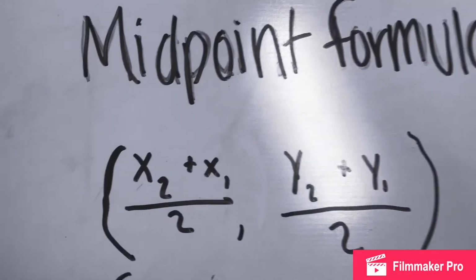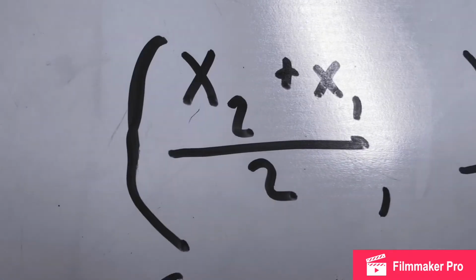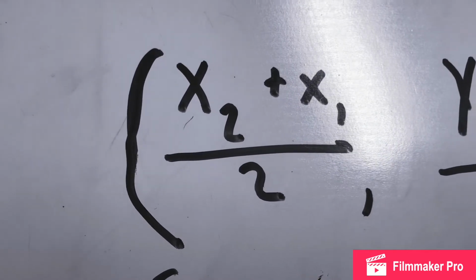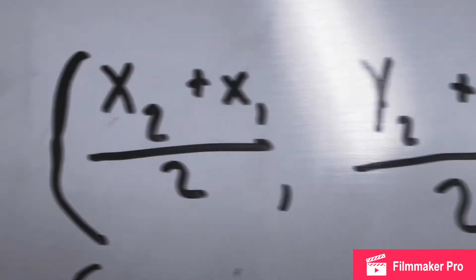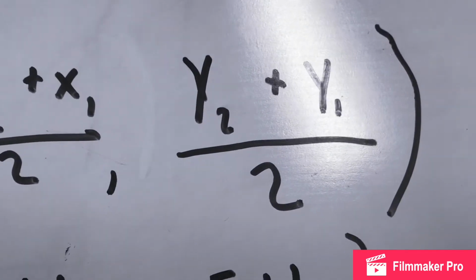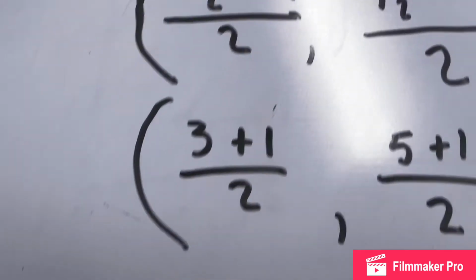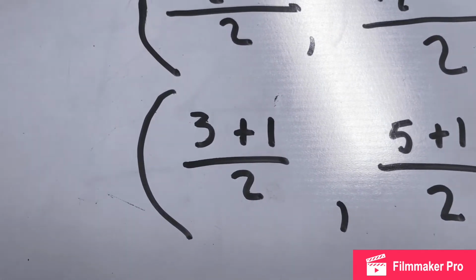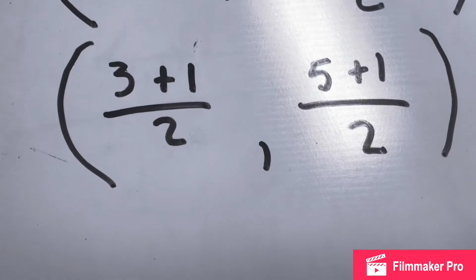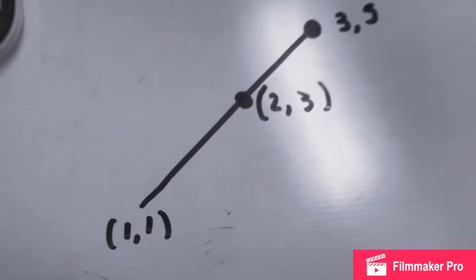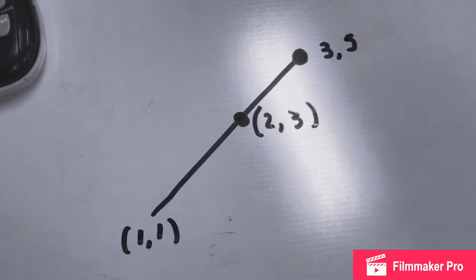The midpoint formula is the x or y value 2 plus the x or y value 1 divided by 2, and that will help you solve for the 2 different coordinates. If you plug in the variables from the problems, you can solve to get the coordinate. The midpoint coordinate is 2, 3.